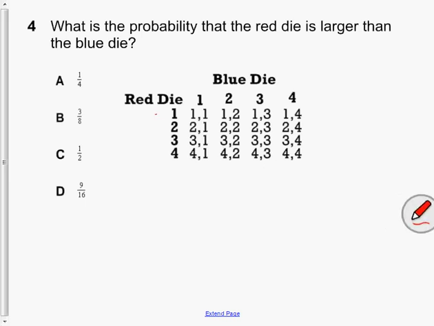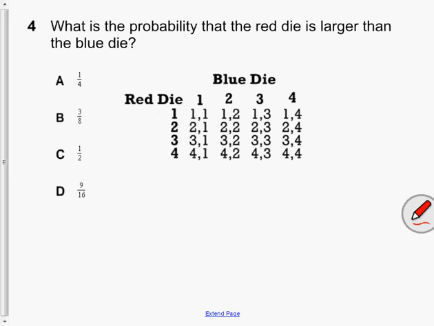So this one here, this is your red die. So this is a 1. The first number is your red die, and the second one is your blue die. So in this particular combination, 1, 1, they are the same, which means that is not larger. This one, it's a red die 1 and a blue die 2. So nothing on this row here has the red die being larger than the blue.